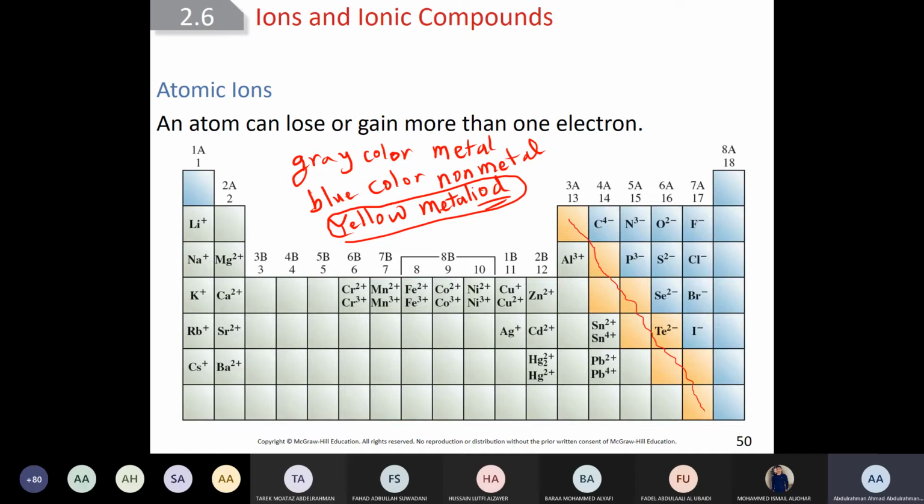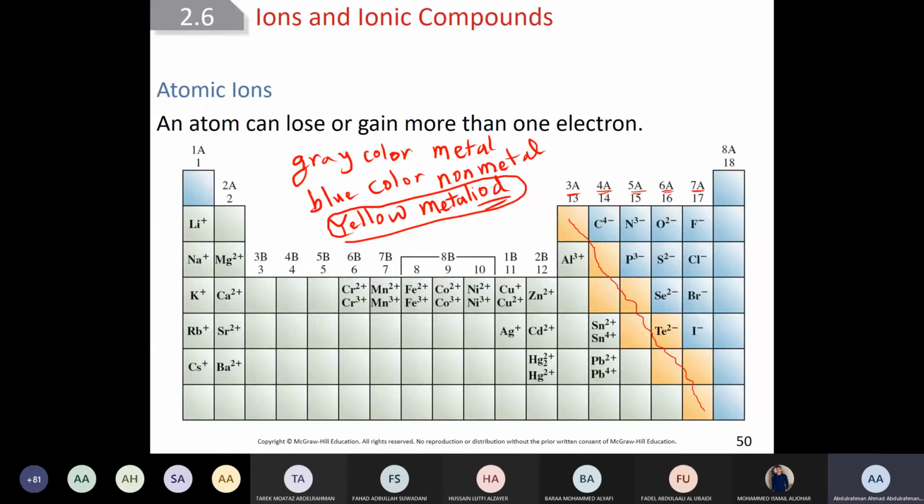In column 13, there is only 1 element. In column 14, there are 2 elements. In column 15, there are 2 elements. In column 16, there are 2 elements. And in column 17, there are 2 elements. These are the metalloids, which means we have 2 elements in each one of them, except which one? Column 13.